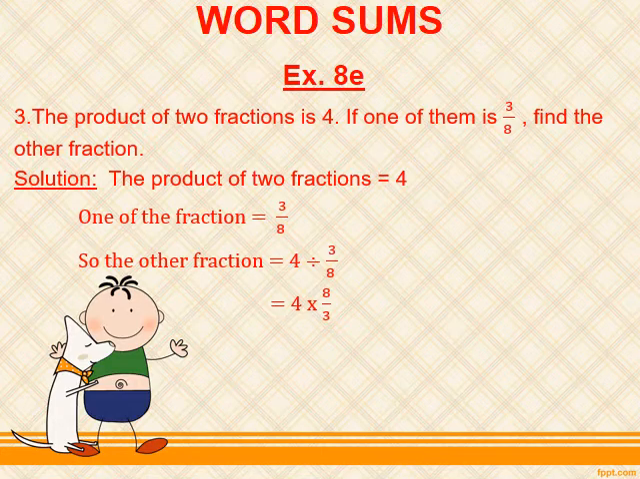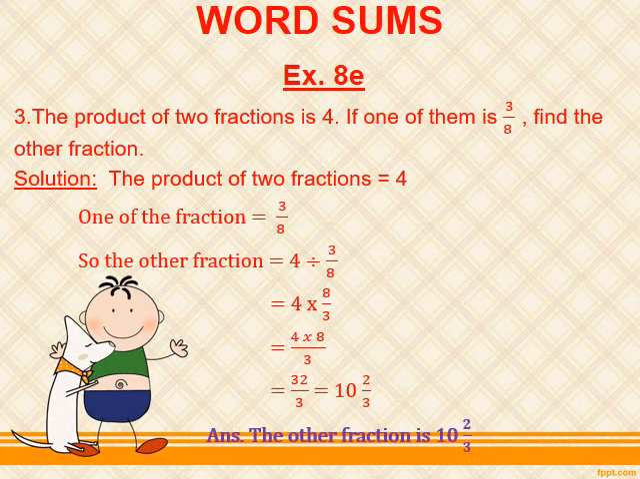And this in turn is equal to 4 multiplied by 8 in the numerator upon 3, which is equal to 32 by 3. And since 32 by 3 is an improper fraction, let's change it into a mixed fraction, which is equal to 10 2 by 3. So the answer is, the other fraction is 10 2 by 3.